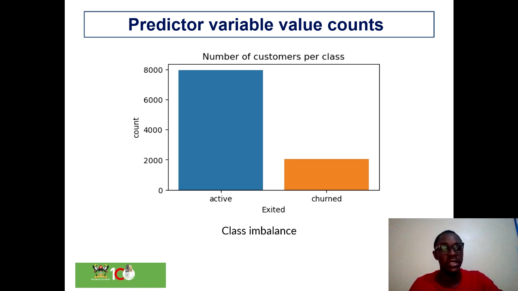are associated with every class. And from this we see that there's a very huge class imbalance. We have over 6,000 more data points associated with those customers that are still with the bank as compared to data points for the people that churn.